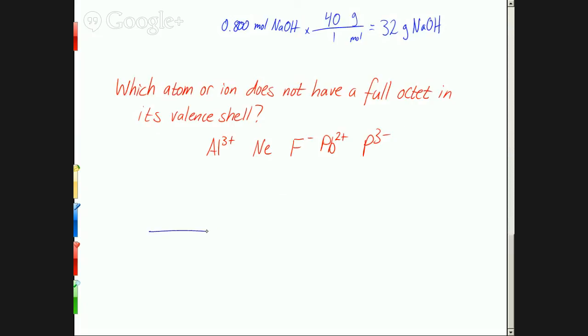So let's look at that configuration. Remember we had these 3 buckets: 2, 8, and 8. For aluminum, not aluminum 3+, but just aluminum, we've got 13. So 1, 2, 3, 4, 5, 6, 7, 8, 9, 10, 11, 12, 13. So there's 3 electrons in its valence shell. Okay. So if we now have aluminum 3+, that means we're going to lose those 3. So now this is its valence shell, and it's full. It's got an octet.